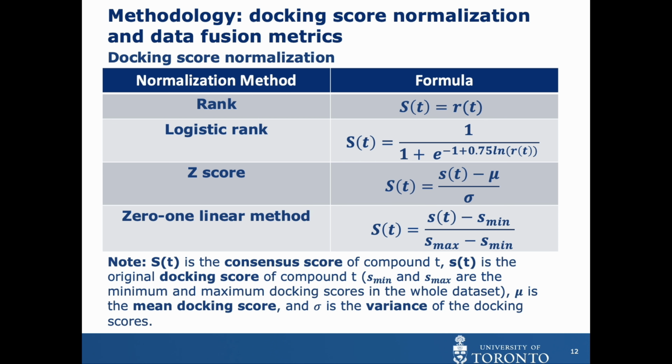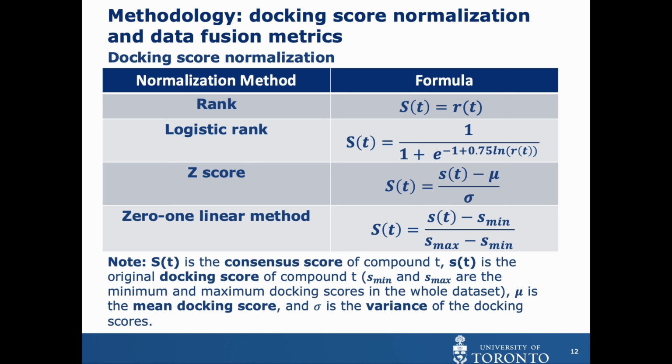Once we obtain the docking results from Glide and ICM, which are ranked lists of compounds based on their docking scores, we will combine these scores using data fusion metrics. Before applying these techniques, it's essential to normalize the scores from Glide and ICM as they have different ranges. In this study, we will employ 4 normalization methods: the rank method, logistic rank method, Z-score method, and 0-1 linear method. The rank method involves using the rank of each compound as its consensus score.